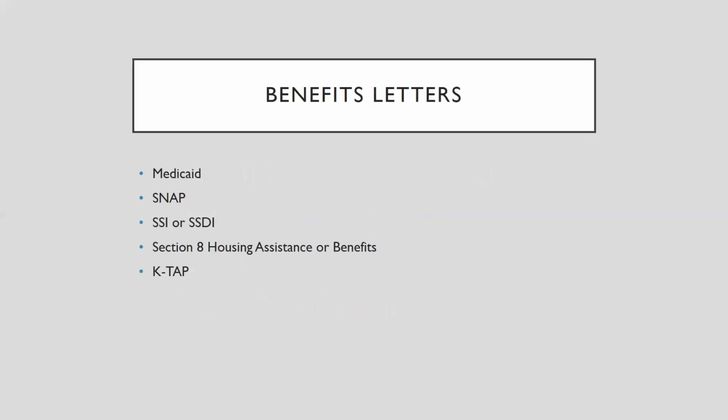The different types of eligibility documentation include benefits letters that can mean Medicaid, SNAP, SSI, SSDI, their eligibility for Section 8 housing assistance or supportive housing program vouchers, or the KTAP program.